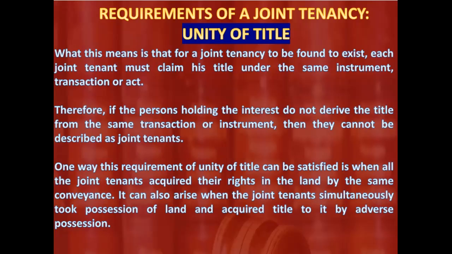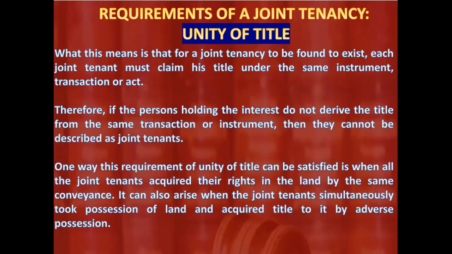Number two, if the joint tenants simultaneously took possession of the land, and they acquire title to it by adverse possession, there's unity of title, because they acquired their title and they are claiming that title through the same act of adverse possession. They are joint tenants. So when we say unity of title, it doesn't necessarily mean that it must definitely be a document. You can be joint tenants if you simultaneously acquire land by adverse possession.